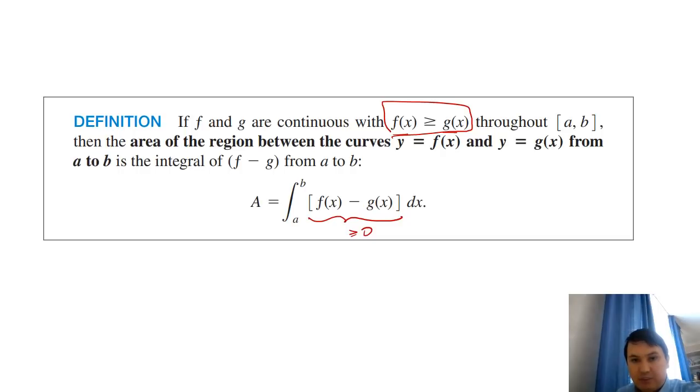What happens if sometimes it's flipped, right? Sometimes f is bigger than g and sometimes g is bigger than f. It means then you need to split your interval accordingly. So let's do some examples.